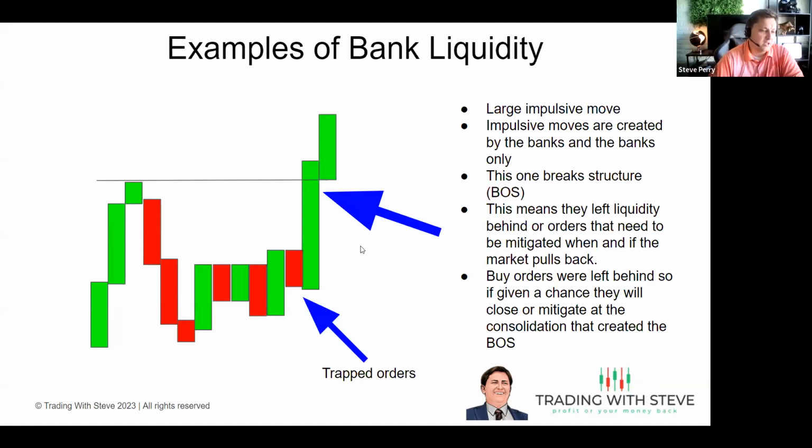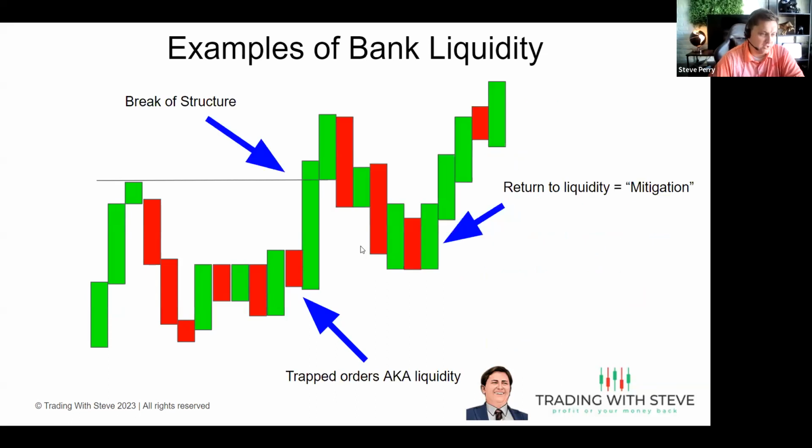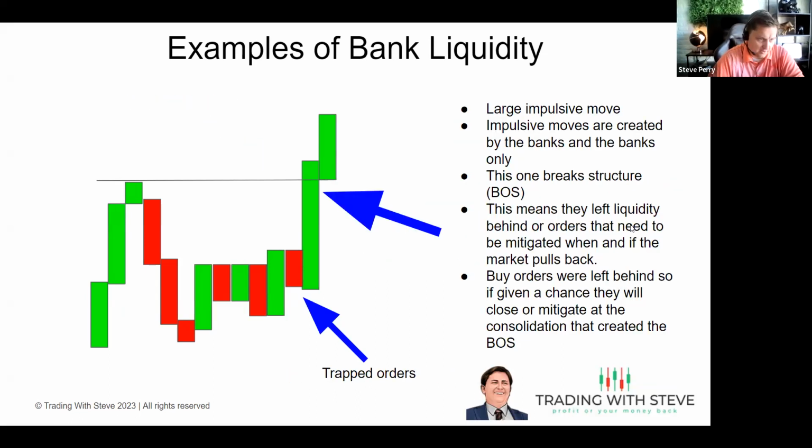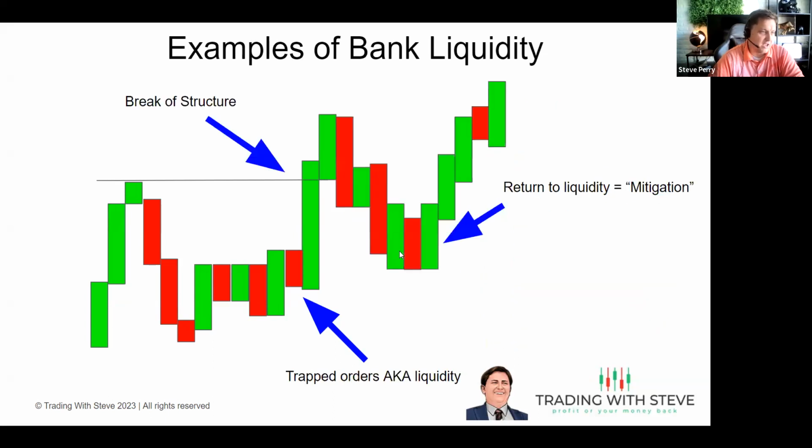Okay, let's look at some. Actually, let me read this last part. Buy orders were left behind, so if given a chance, they will close or mitigate the consolidation that created the break of structure. Exactly. So right here, here's an example of the phenomenon. So when you have, this was what we were looking at before, you have these trapped orders inside of this liquidity zone that's right here.